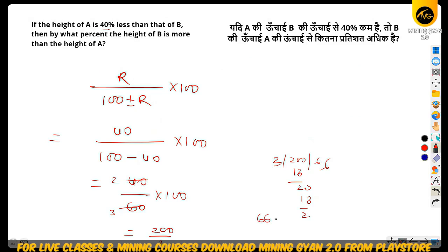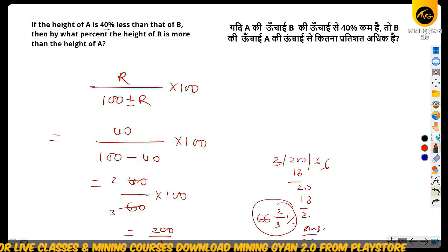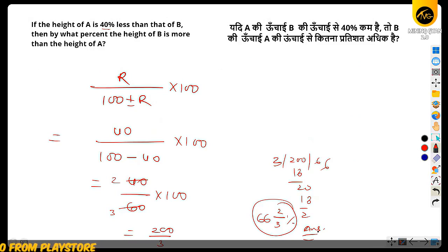So 66 into 2 divided by 3%. If it is available in the options in fractional form, then you have to convert it into the fractional form. 66 into 2 divided by 3%.